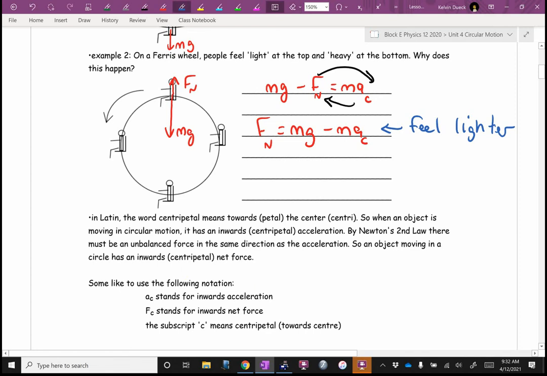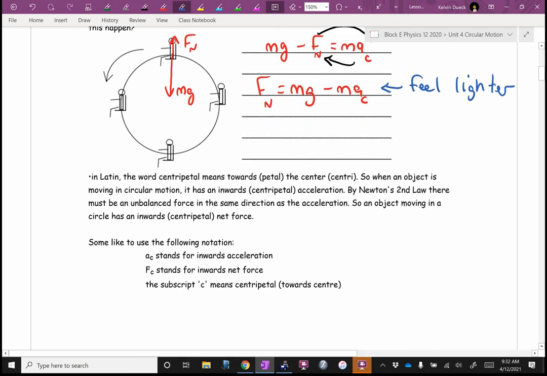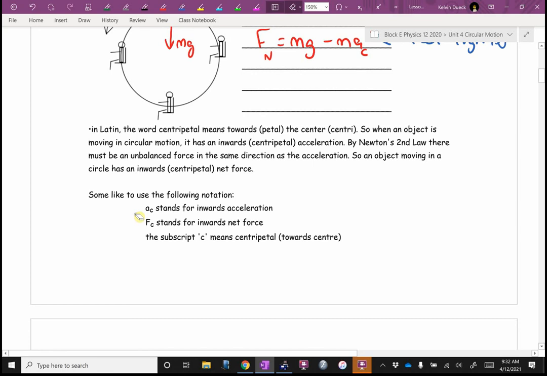If you're moving in a circle, who's winning? Towards the center. Who's losing? Pointing away from the center. Winner minus loser equals MAC. And which A? One of those circular motion acceleration equations. So I use the following notation. AC stands for the inwards or centripetal acceleration. FC stands for the inwards net force. And the C stands for centripetal. But again, you can pretend, Paige, that it stands for circular if it makes you happy.